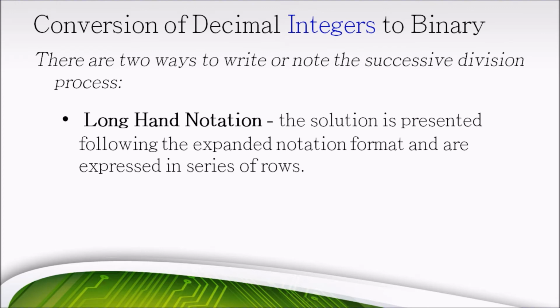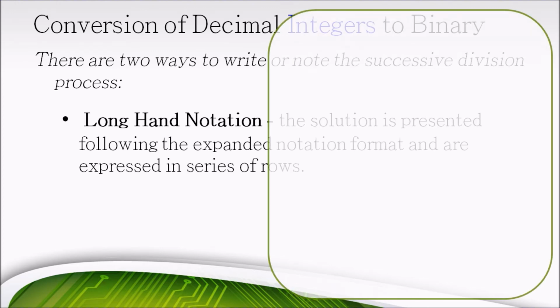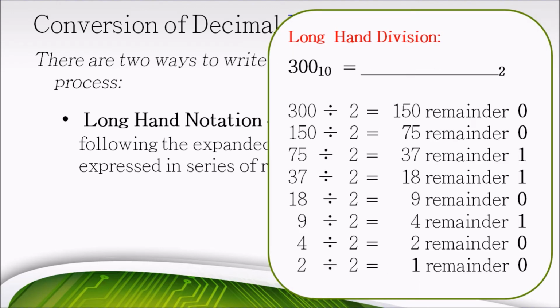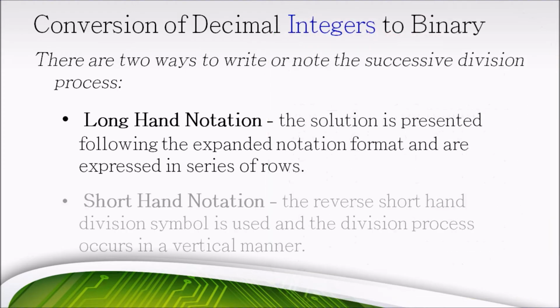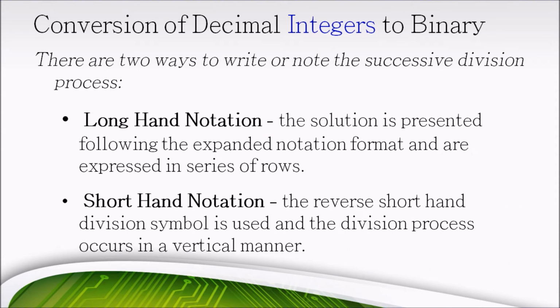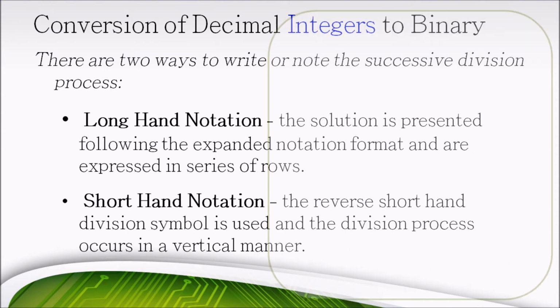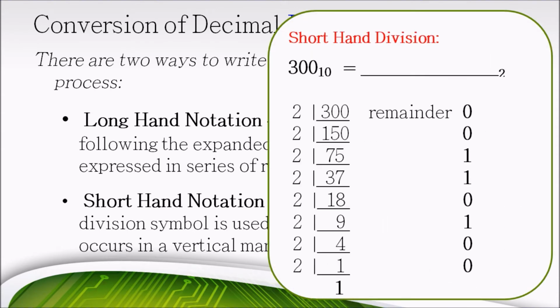First is the conventional or longhand notation. Here, the solution is presented using the expanded notation and are expressed in rows. Second is the shorthand notation. Here, the reverse shorthand division symbol is used and the division process occurs in a vertical manner.